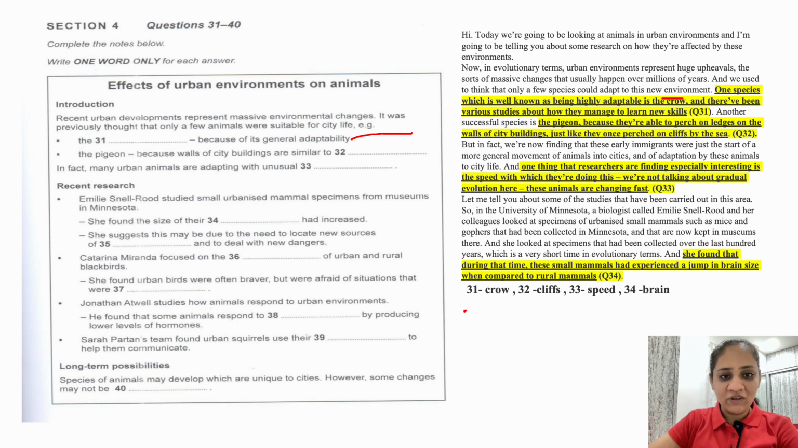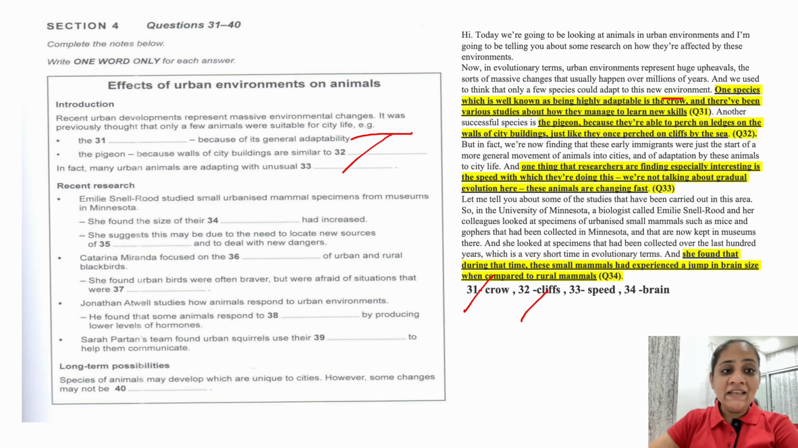For 31. Okay. For 32, you have to focus on the pigeon. They feel the walls of the city buildings are similar to what? So pigeons, because they are able to perch on the ledges on the wall of city buildings, just like they once perched on cliffs by the sea. Buildings is equal to the cliff by the sea. So only one word I have to write. So only cliff is the answer for 32. Both are easy, right? Let's see the 33.